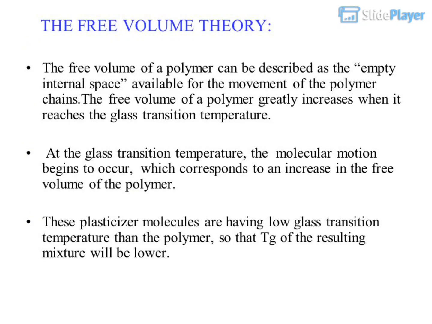The free volume theory. The free volume of a polymer can be described as the empty internal space available for the movement of the polymer chains. The free volume of a polymer greatly increases when it reaches the glass transition temperature. At the glass transition temperature, molecular motion begins to occur, which corresponds to an increase in the free volume of the polymer. Plasticizer molecules have a lower glass transition temperature than the polymer, so the Tg of the resulting mixture will be lower.